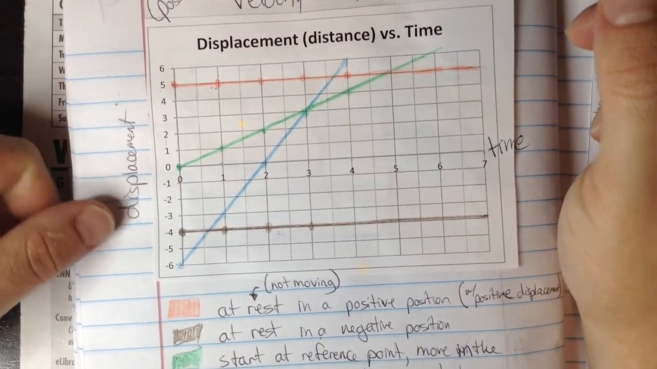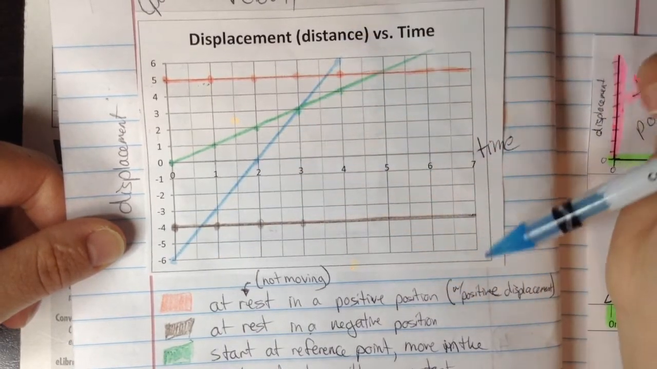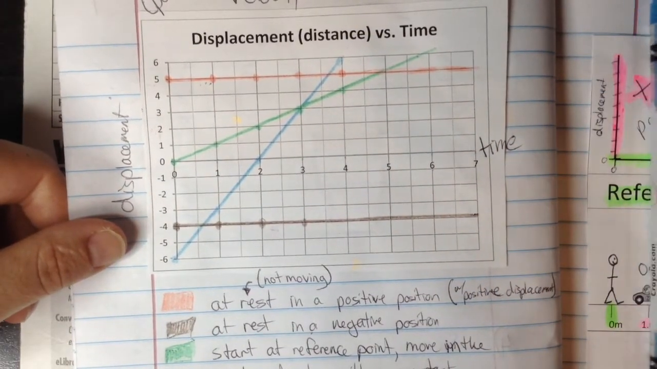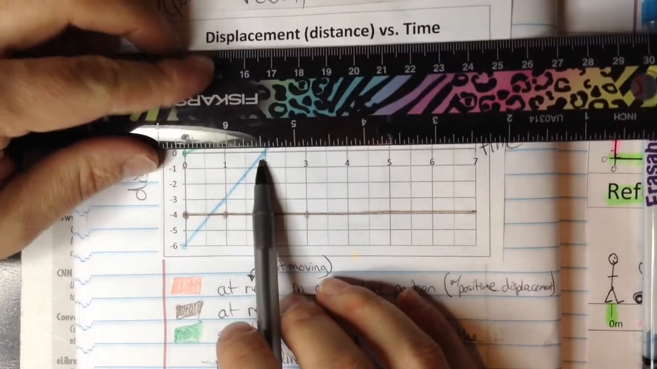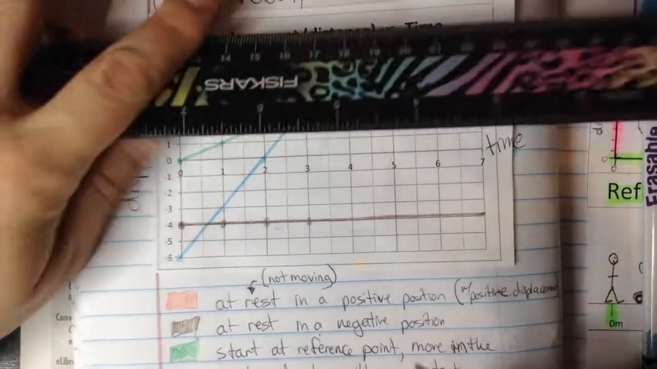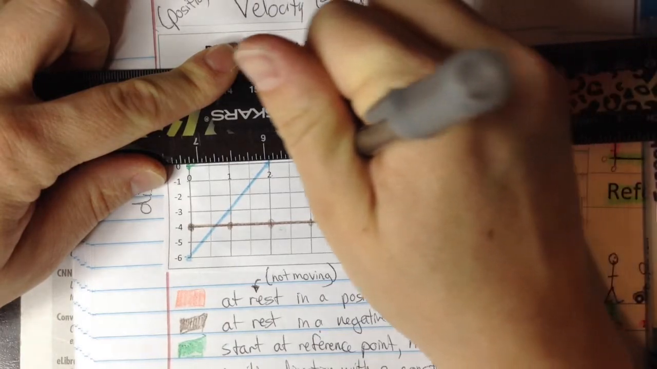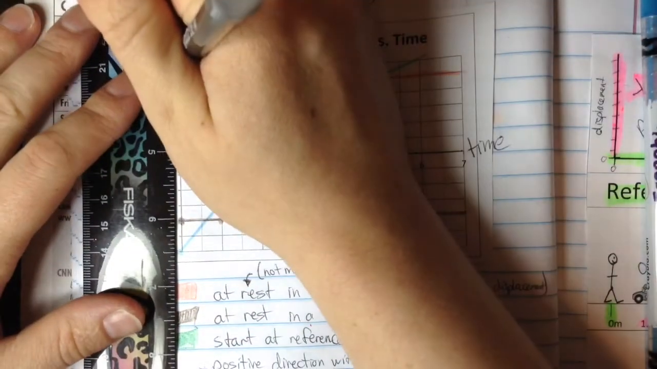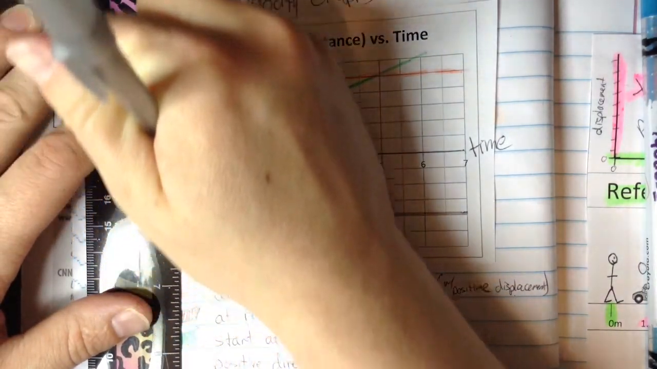Okay, so that is a graph starting in a negative position, going in the positive direction. If you notice, at 2 seconds, it actually crosses the reference point there. Now, if you want to, you can emphasize those axes a little bit better. This didn't print as dark as I wanted it to. If you want to make it a little bit darker, you're welcome to.